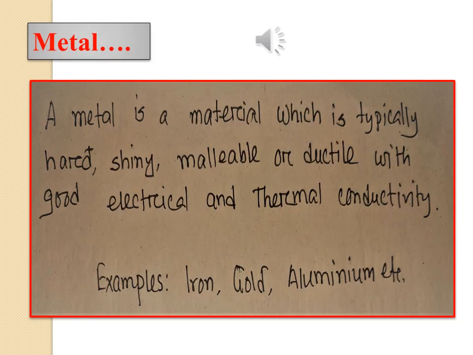Now, a metal is a material which is typically hard, shiny, malleable, or ductile, with good electrical and thermal conductivity. Examples of metal are iron, gold, aluminum, etc.